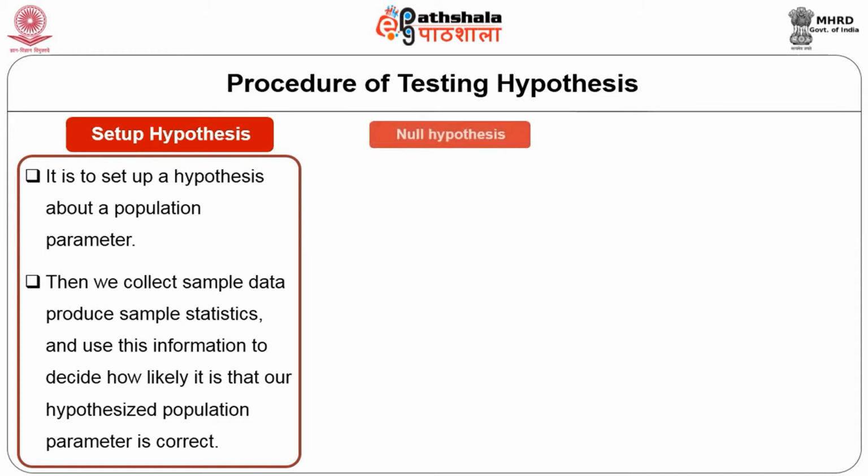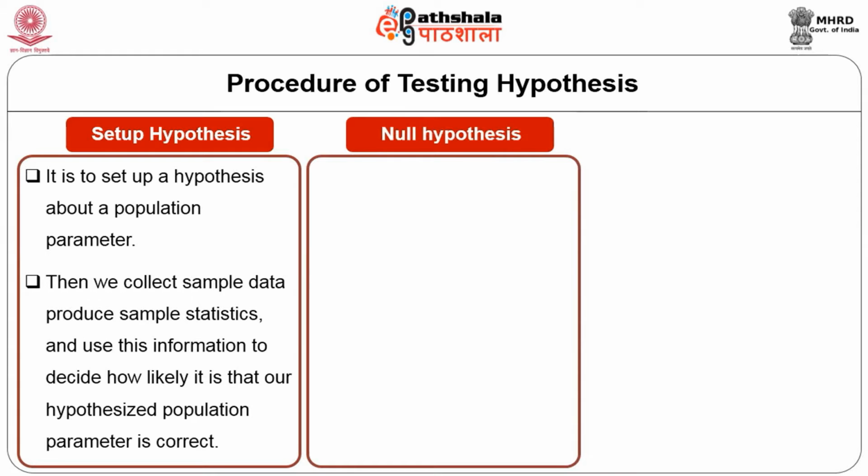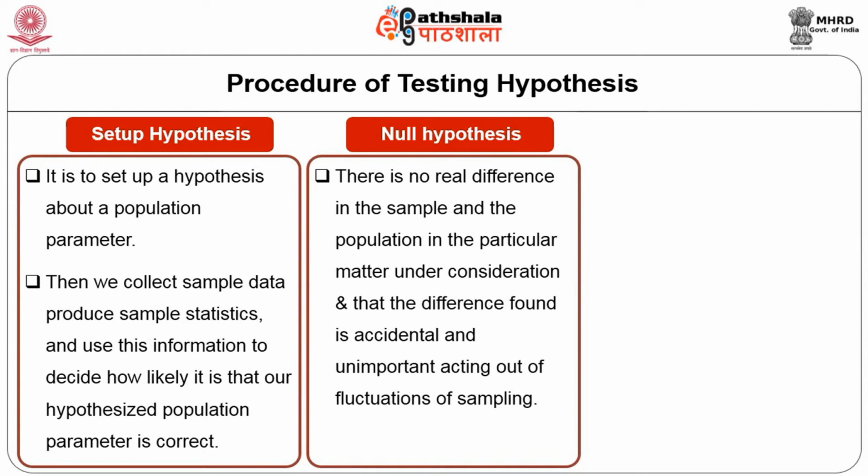After that, for testing a hypothesis, you should have a null hypothesis, where we start with the assumption that there is no difference between the experiment and control. For example, the hypothesis asserts that there is no real difference between the sample and the population in the particular matter under consideration, and that the difference found is accidental and unimportant, arising out of fluctuations of sampling. The notation generally used for the null hypothesis is the symbol H subscript 0.